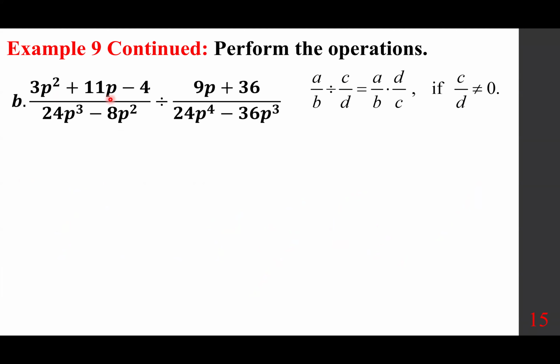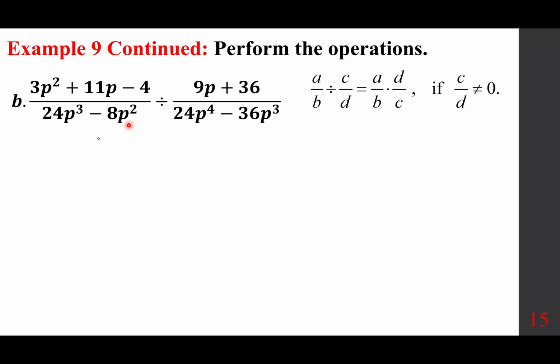Three p squared plus 11p minus 4 over 24p cubed minus 8p squared, divided by 9p plus 36 over 24p to the power 4 minus 36p cubed. Reminding you, division becomes a multiplication. Dividend, divisor, the divisor, you flip it over. Now, I chose this one because it does involve factoring, okay? And so it makes it much more interesting.